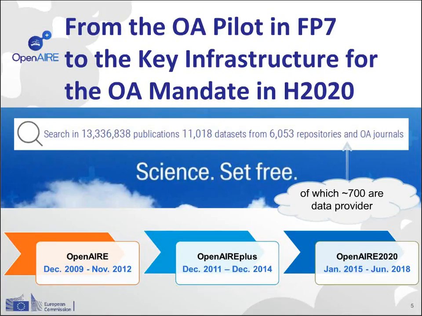At the moment, we aggregate more than 13 million publications. Most of them are open access, and linked to about 11,000 research datasets or datasets that are a result of a funded project. We have registered about 700 data providers, which span over 6,000 open access journals and repositories.